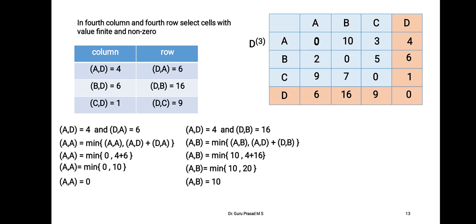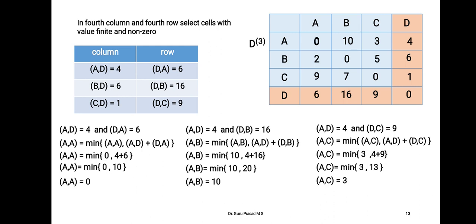Okay, next you have to select the column first value and the row second value. A comma D equal to 4 and D comma B equal to 16. Okay, you have to find the shortest distance between vertex A to B, A comma B, and you have to write the equation and substitute the values. After substituting the values, the shortest distance is A comma B equal to 10. Okay, next column first value and the row last value. A comma D equal to 4 and D comma C equal to 9. The shortest distance between A to C is 3.